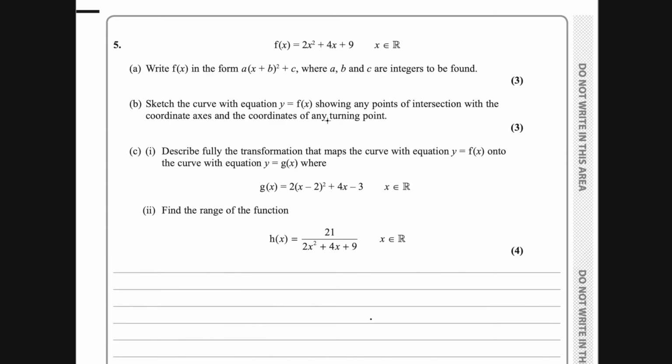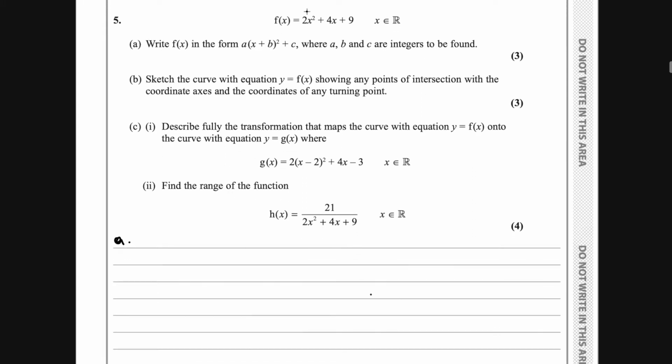For question number 5, we are given a function f of x, which is equal to 2x squared plus 4x plus 9. And for part A, what we're asked to do is put it in the form a, x plus b squared plus c, where a, b and c are integers to be found. So in essence, what we're asked to do here is to complete the square. And because the function that we've got here has a coefficient in front of the x squared term, what we're going to be expected to do here is factor that 2 out of the first 2 terms of this function.